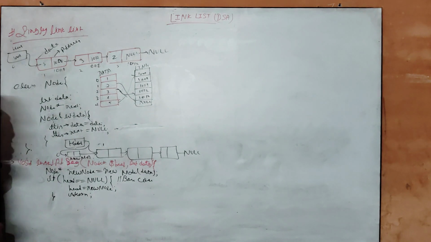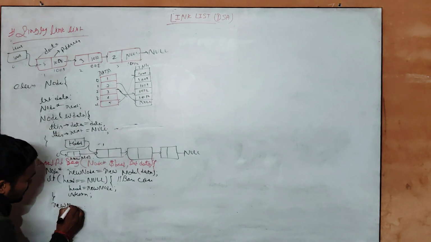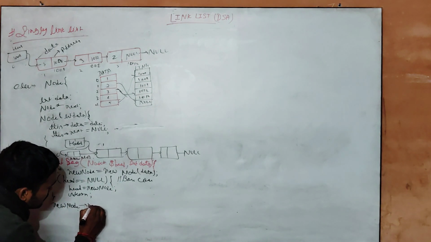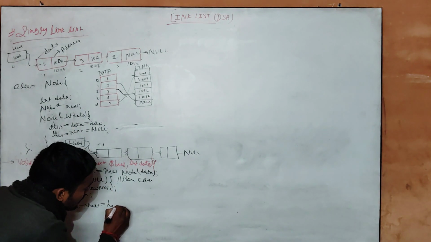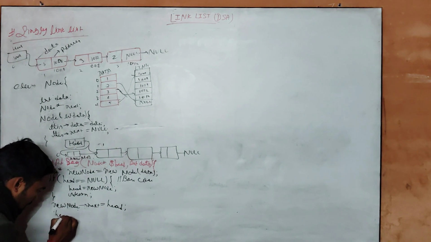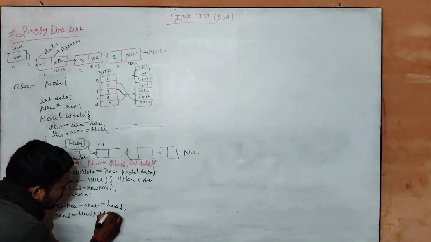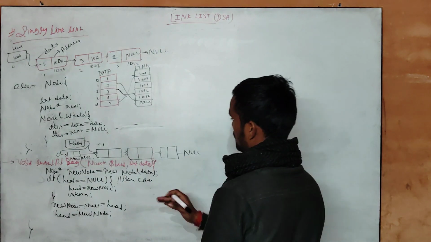Okay, then what will be next? What will we do here? I have already created the node. Then what will I write here? new node's next is equal to head. And next line, head is equal to new node. Okay, simply close, fine. It is the insertion at the beginning.